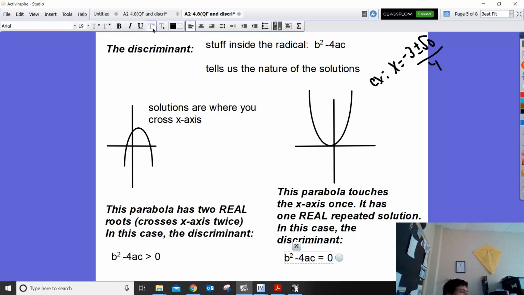By the way, why am I showing you graphs of parabolas? What kind of equations have we been studying? Quadratics. What do quadratic equations look like? Parabolas. U's. That's why I'm showing you graphs of parabolas here.